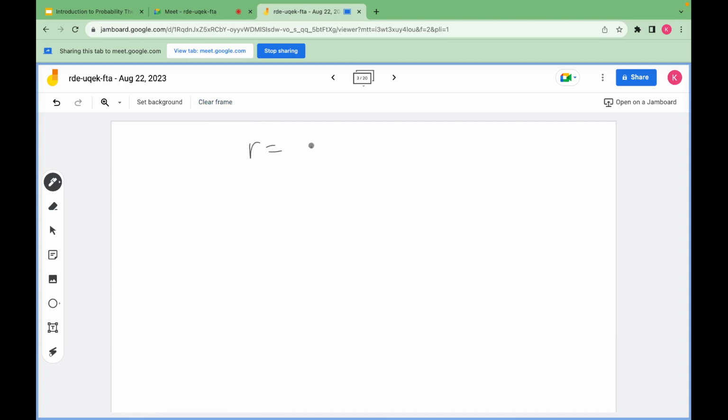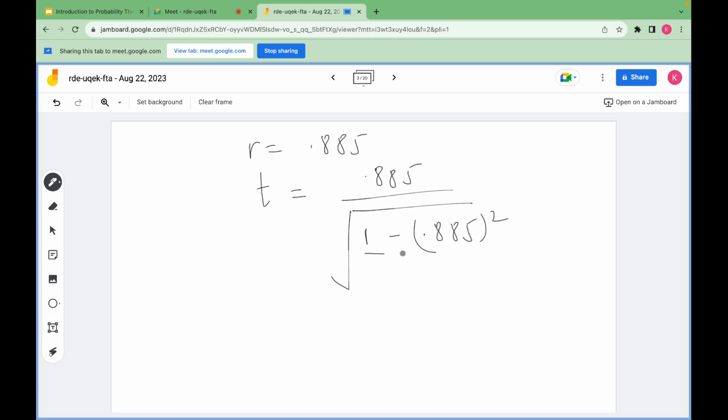This is our test statistic. We found this r is 0.885, so our t will be 0.885 divided by root over (1 minus 0.885 whole square) divided by 10. This value comes out to be 6.01. This t is greater than t alpha by 2 comma DOF, right? Because this value was 2.228 and this is 6.01.